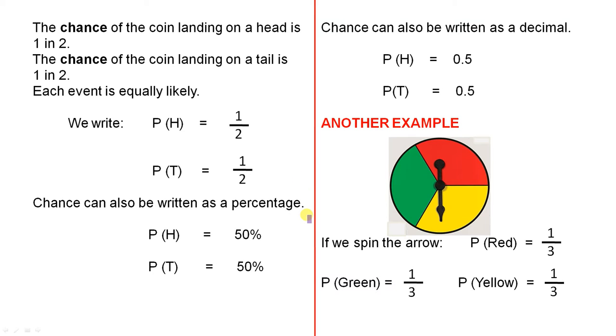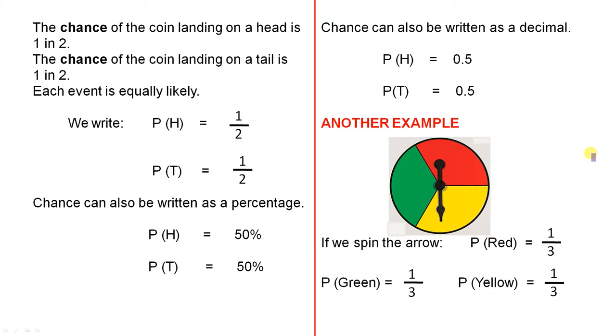Chance can also be written as a percentage. So the probability that a head will show up is 50%, and the probability that a tail will show up is also 50%. Chance can also be written as a decimal. The probability of a head showing up is 0.5. The probability of a tail showing up is 0.5.